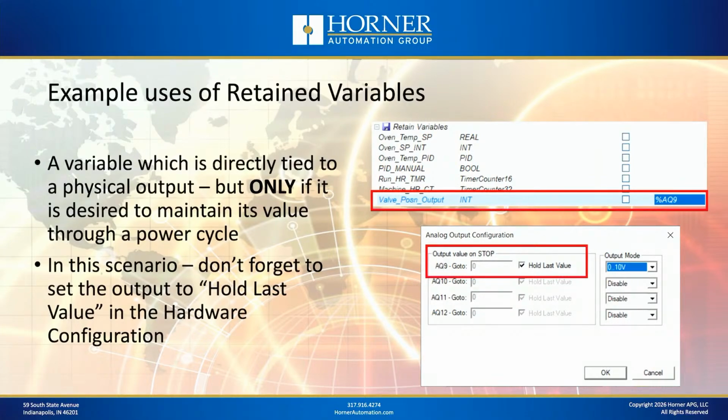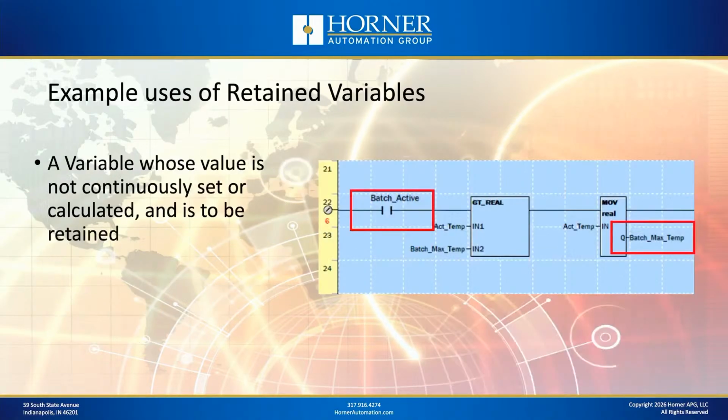So in this case, I've got two steps I have to do. First, I have to assign my variable as retained and then map it to the real world I/O point. And then the next step is I need to make sure that in my hardware configuration that particular output is set to hold value on a power cycle or on a stop transition. So there's two steps required there. I'll show you both steps in the demonstration.